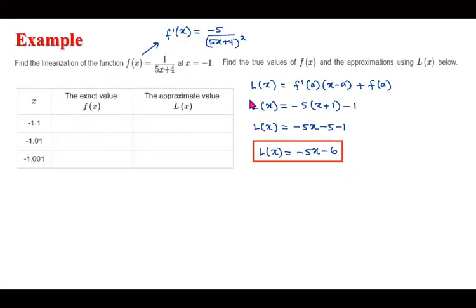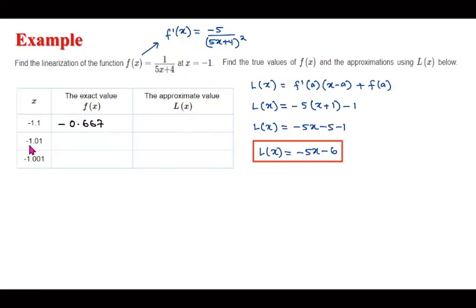Now, what we are asked to do is, find the linearization of the function. We got that. Then find the true values of the function and the approximate values of the function in the table here. So for the true value, the exact value, you plug these values into that function. You can simplify this using a calculator. So if you plug in -1.1 into this function, 1 over 5 times -1.1 plus 4, you will get negative 0.667. That is the exact value of the function at -1.1.